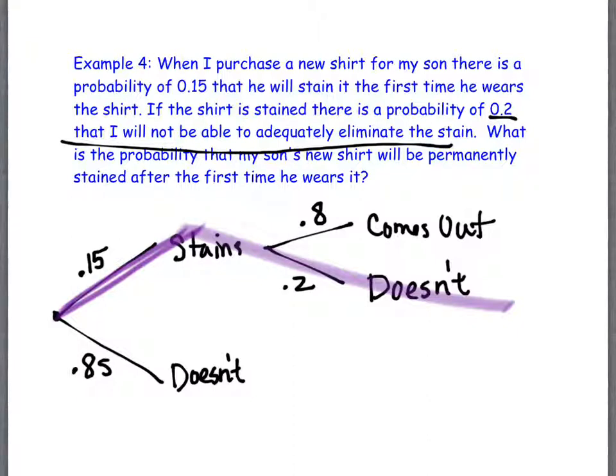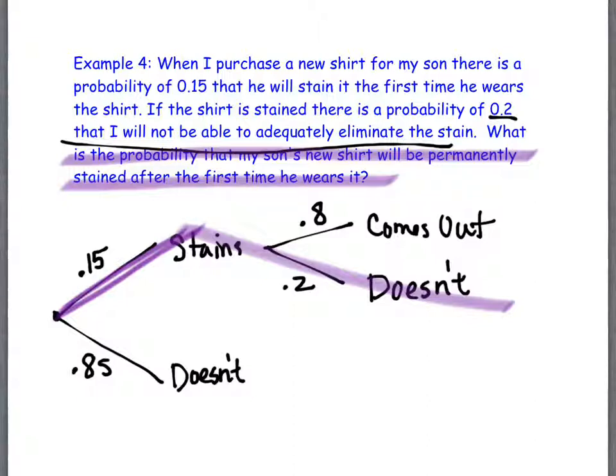You understand why I highlighted this branch? The question says, what is the probability that it will be permanently stained after the first time he wears it? Well, it's got to be the first branch because this is the branch that tells me he stained it. And then it's got to be the second branch right here because this is the stain didn't come out.